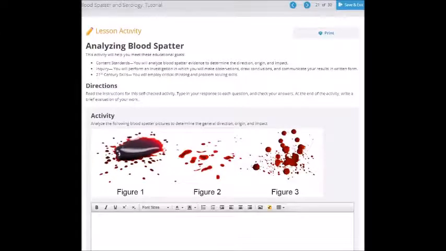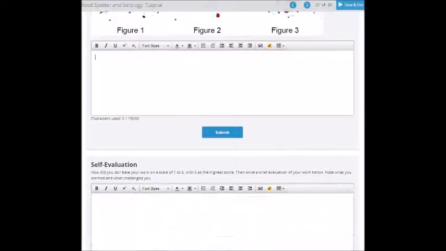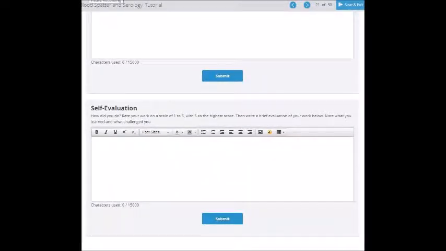So the lesson activity that goes with this is the second activity. Make sure you're doing them all. It is to analyze some blood splatter. It's easy. Just take what you've already learned about blood splatter, go back and look at your notes, and just tell me something about figure 1, 2, and 3 that you might be able to tell in terms of direction, origin, and impact. I'm very curious to see what your answers are. Make sure they're pretty cool. And don't forget to do the self-evaluation.